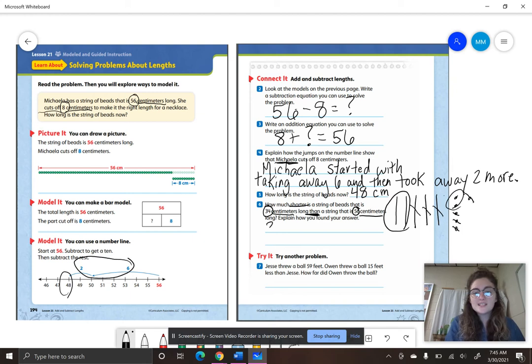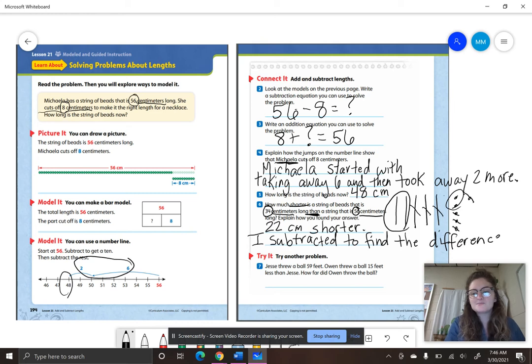So how much shorter is the string of beads? We have 22 centimeters shorter. How did we solve that problem, Smarties? We subtracted. So explain how you found your answer. I subtracted to find the, ooh, what is that word called? The part that is left? The difference. I subtracted to find the difference.